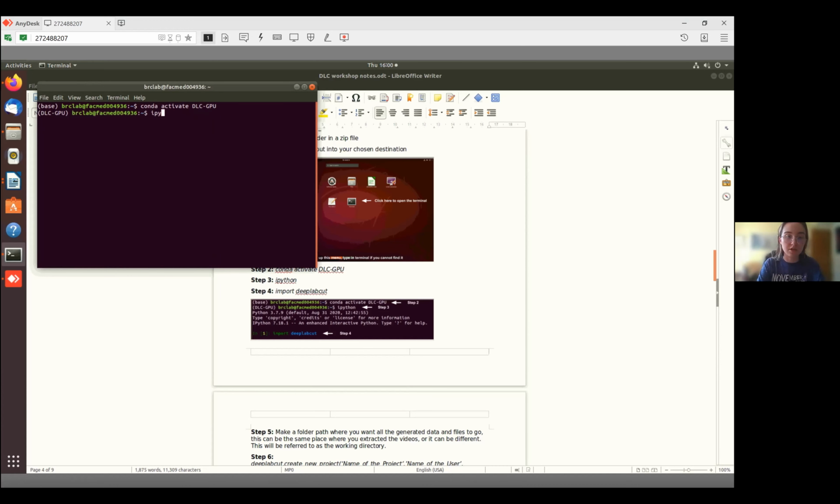Now we're going to enter the IPython environment. It's going to look like this. Now you're going to type in import DeepLabCut.